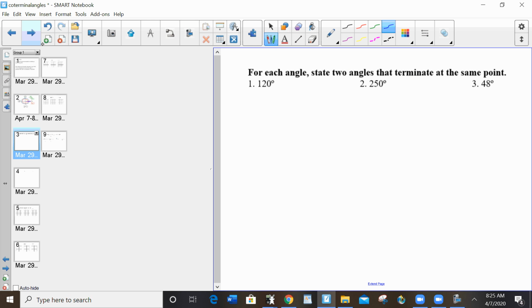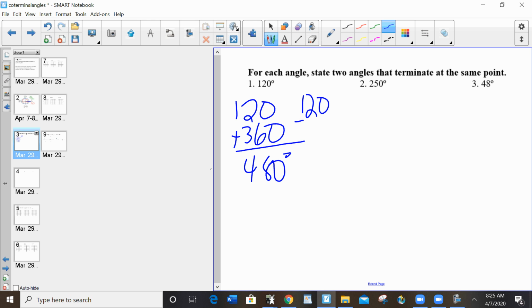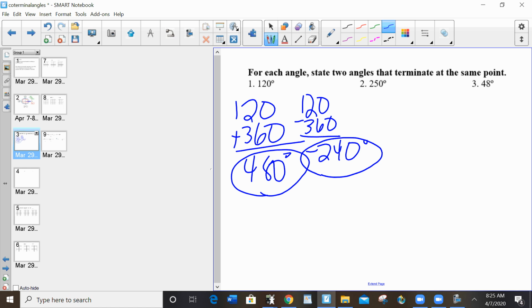So for each angle, state two angles that terminate at the same point. There's an infinite amount of answers. So I can do 120 plus 360. 480 will terminate at the same spot. I could do 120 minus 360. Negative 240. Those are two angles that are coterminal with 120 because they both terminate at the same spot.